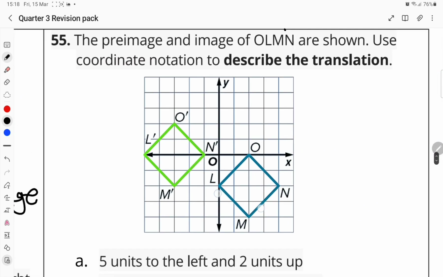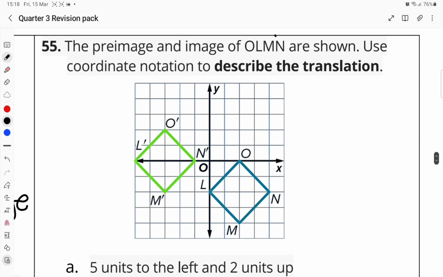Very good. Here, where is the image and where is the original? The one that doesn't have a prime is the original. So the N here, or the blue one here, is the original. We do not judge it by the colors. We judge by the letter itself. So N is the original. N prime is the image.